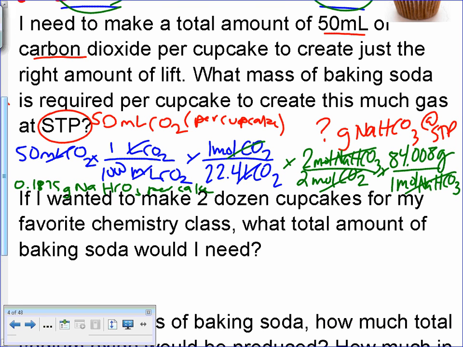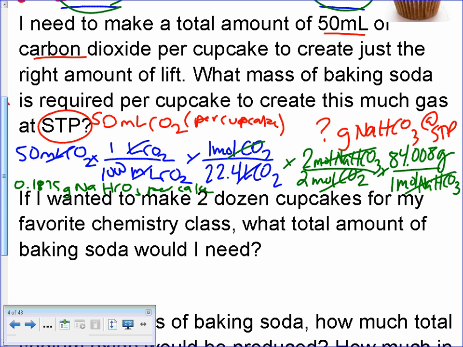So you're like, okay, I got to get to liters. Okay, I've got to use the liters to get to moles. Okay, I've got to get the mole ratio. And then separately, if I had one of these, how much would it weigh? If you did put 2 of those moles there, you'd have to double your mass, but it would come out with the same answer. Don't do that though. Let's try not to. Otherwise though, we have our answer, 0.1875 grams of sodium bicarbonate per cupcake.